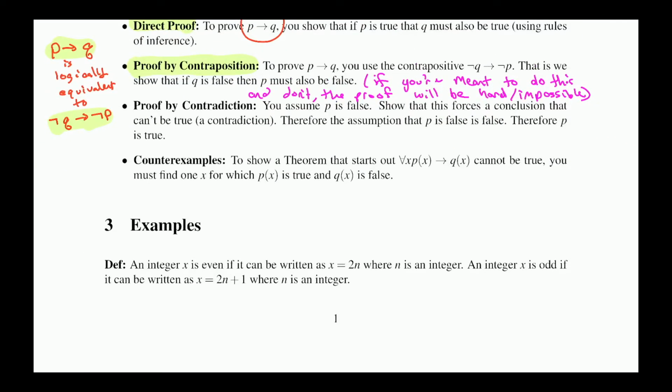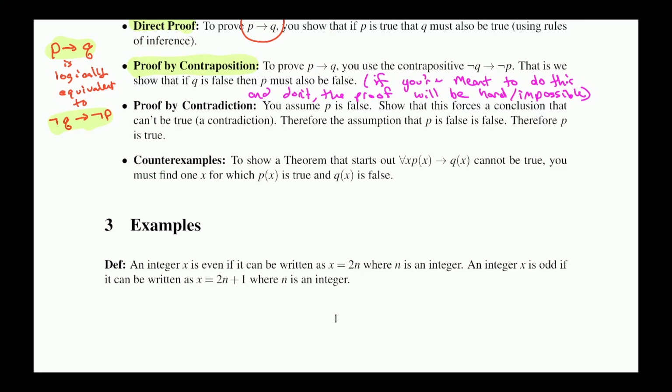All right, proof by contradiction. A proof by contradiction is when you assume that the thing that you're trying to prove is actually not true. But then you reach a contradiction, which would be something that can't logically happen. And so then you know that your assumption is wrong.